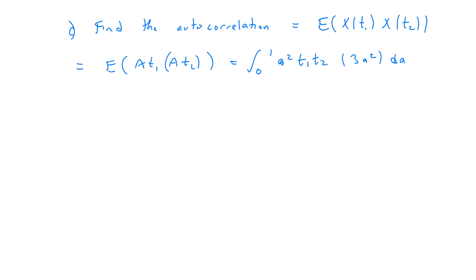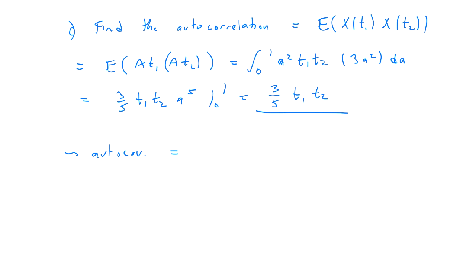Actually, I said set it up, but this is really easy because it's just 3/8 of the fourth, so it's going to be 3/5 t1 t2, A to the fifth, 0 to 1. I get that. So as t1 and t2 get larger, the correlation between the two times gets bigger. And then I'm finished off, sorry.